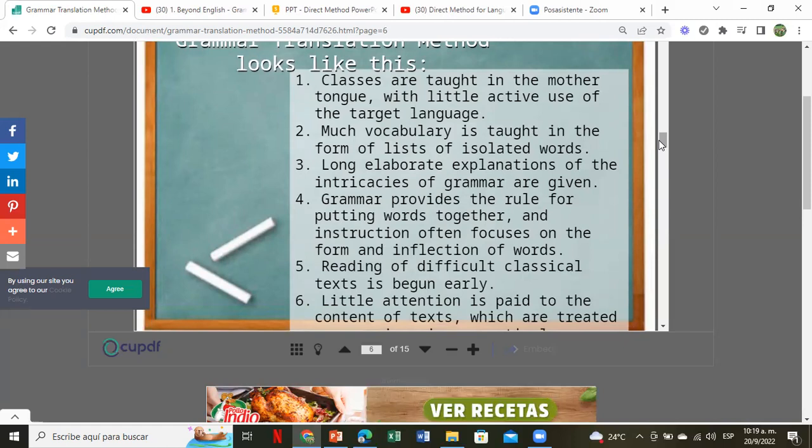Look at. I'm going to ask you, Alessandra, would you like to help me to read number 1? Classes are taught in the mother tongue with little active use of the target language. It means like we're Salvadorians. Okay, we're Salvadorian. So we don't have the accent, the American native accent.